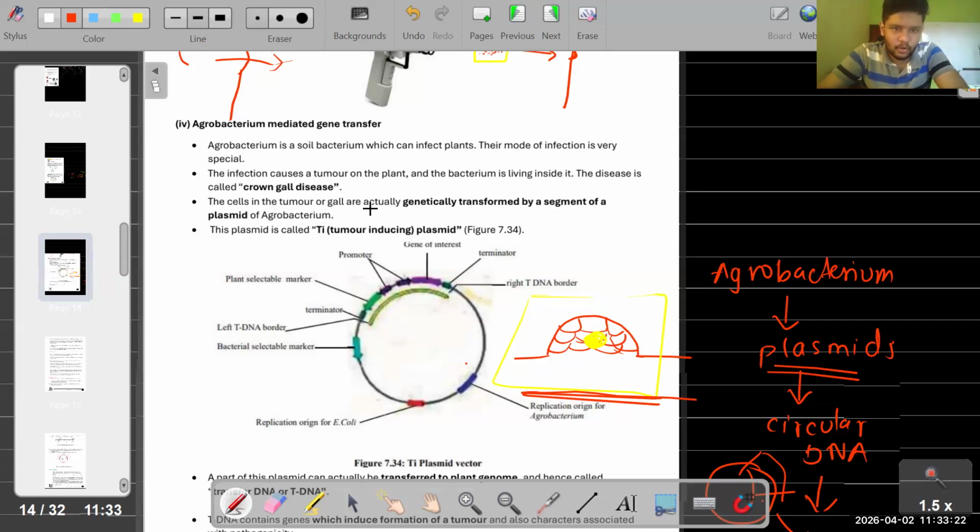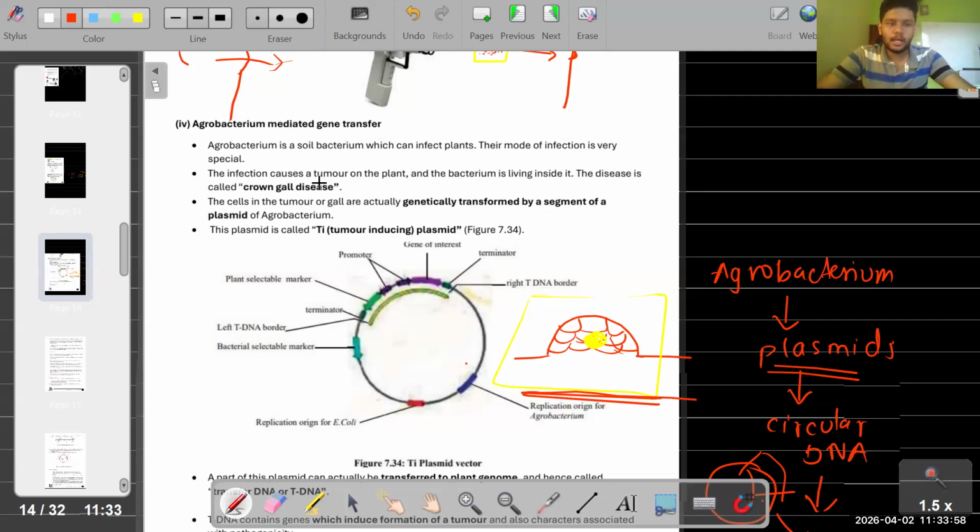See, the cells in the tumor, or gall, and the bacteria lives inside it. Infection causes a tumor on the plant and the bacterium lives inside it. So it forms tumors to live inside the plant, inside the tumor, and be hidden, right? It wants to be in contact with the plant, but at the same time it should not be exposed. So how can it live? It can live only inside the tumor. Can you understand? Is that clear? Clear. Very good.